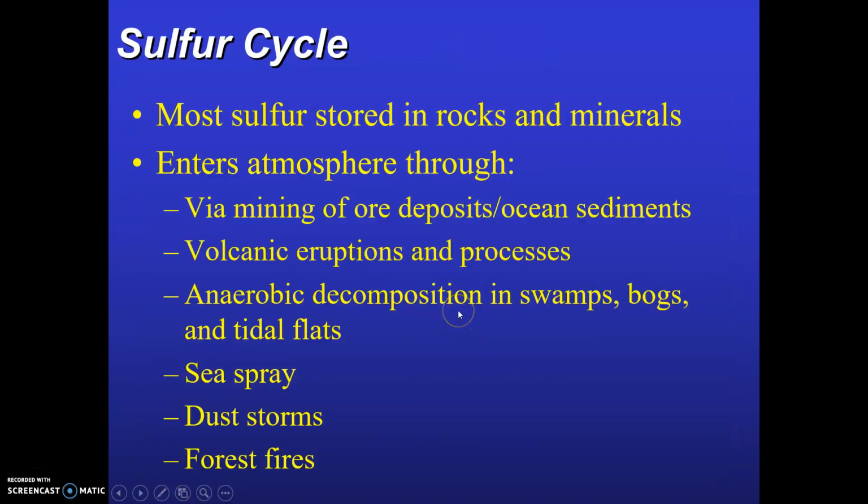Okay, so let's look at the sulfur cycle. Most sulfur is stored in rocks and minerals, and it can enter the atmosphere through different modes, and we'll look at a diagram that depicts this. One way is through volcanic eruptions, where hydrogen sulfide gas is emitted during the eruption, and sulfur dioxide as well. Anaerobic decomposition in swamps, bogs, or tidal flats results in hydrogen sulfide being emitted, which smells a little like rotten eggs, as well as from sea spray, dust storms, and obviously forest fires.